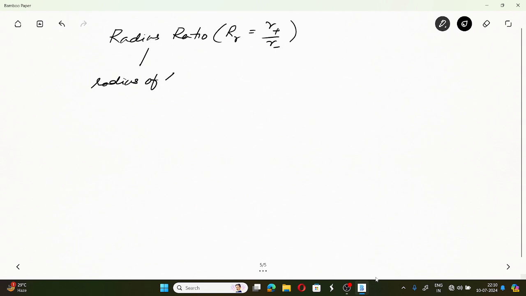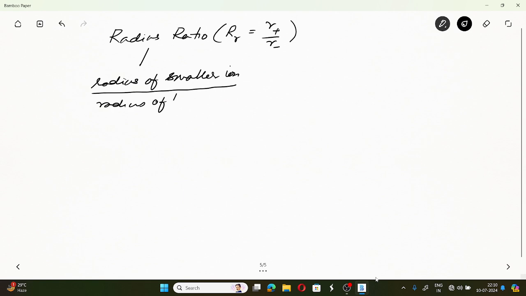So in this class, we shall start with the concept of radius ratio. Radius ratio, often we say RR, usually this is defined as radius of the cation by radius of anion. Now, the actual definition is the ratio of radius of smaller ion to that of the larger ion.